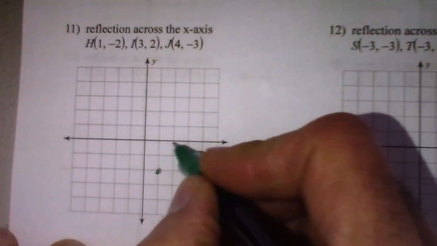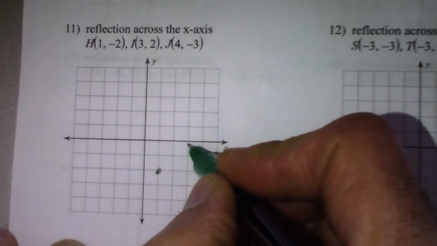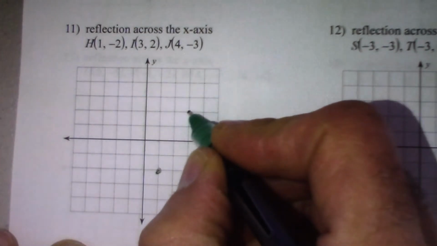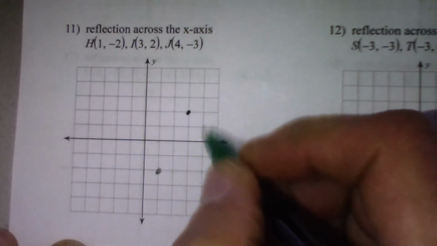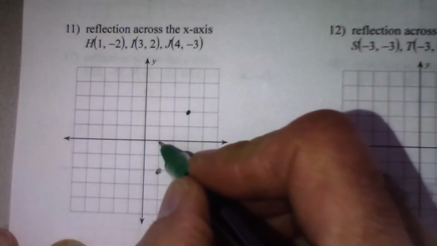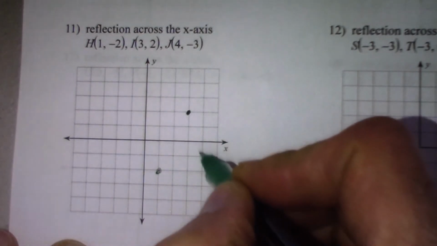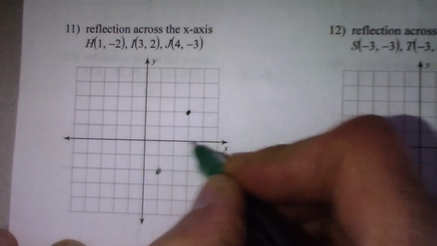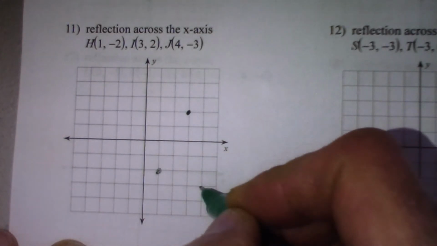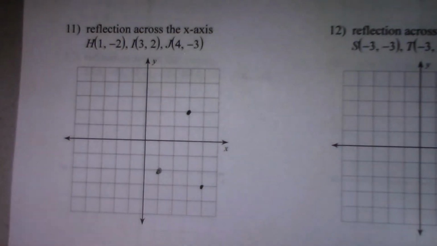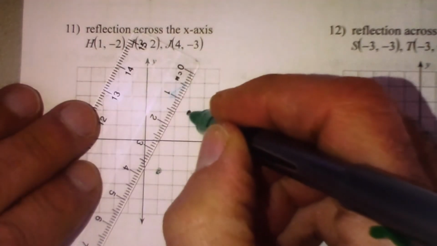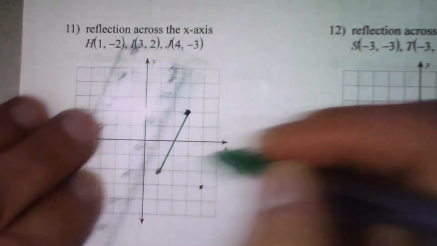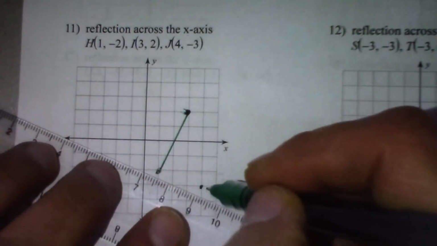And I is 3, 2. So 1, 2, 3, 1, 2. Okay, that's I. And J is 4, -3. 1, 2, 3, 4. 1, 2, 3. Okay, so those are the 3 points. 3 points means it's going to be a triangle, right? If you think it's going to be something else, we need to talk.